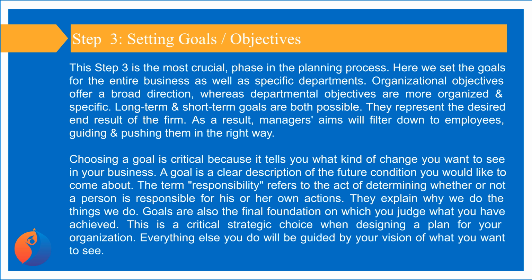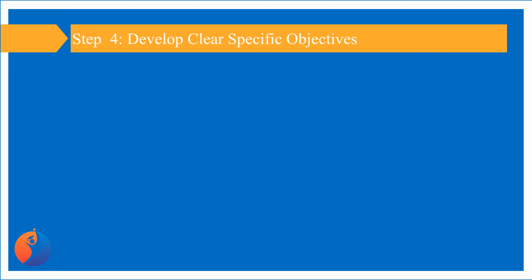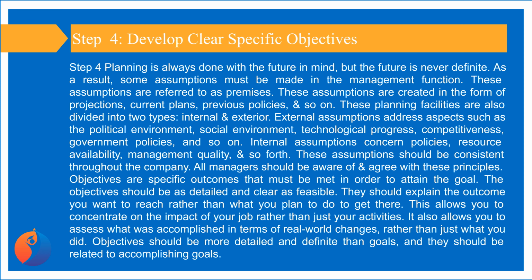In the following stage you will be deciding on clear, precise targets that will help you to reach your goal. Step 4. Develop clear, specific objectives. Planning is always done with the future in mind, but the future is never definite. As a result, some assumptions must be made in the management function. These assumptions are referred to as premises. These assumptions are created in the form of projections, current plans, previous policies, and so on.